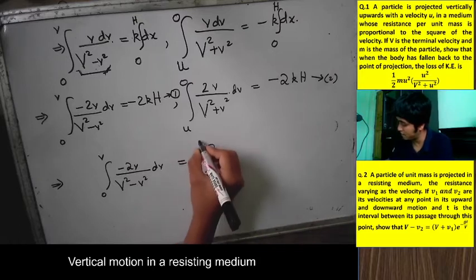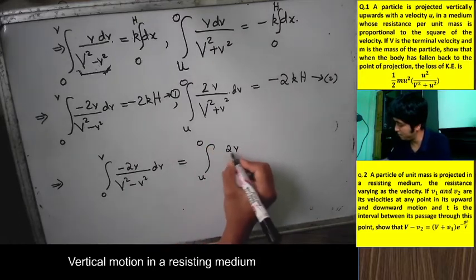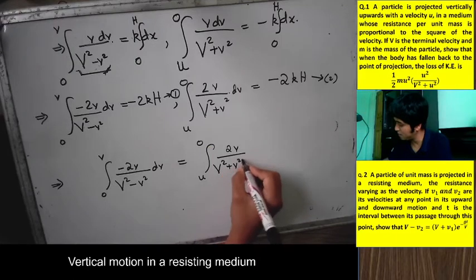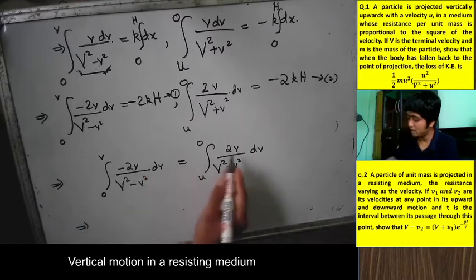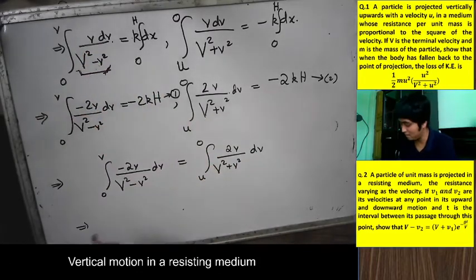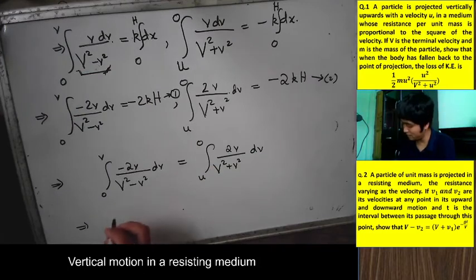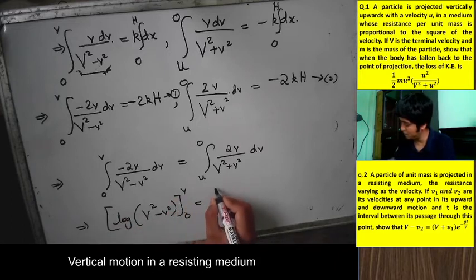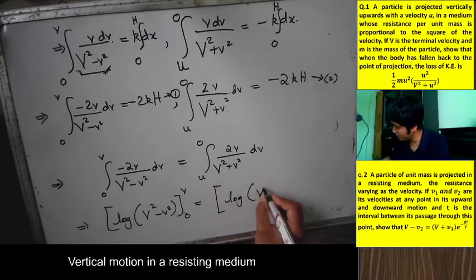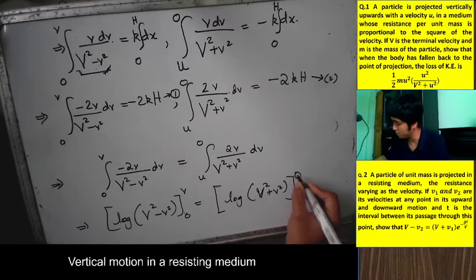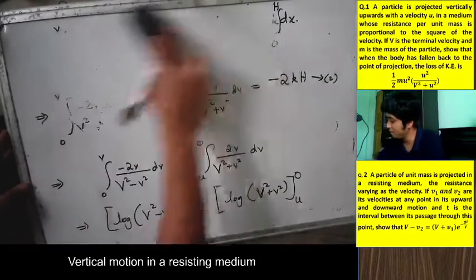So you will be having 2v v square plus v square dv. So now we just have to integrate. Do not cancel this 2 because we have adjusted. The integration of this one is just log v squared minus v squared, and then the limits are from 0 to v. And the integration of this one is again log capital V squared plus v squared from u to 0. So this is what we will be having.